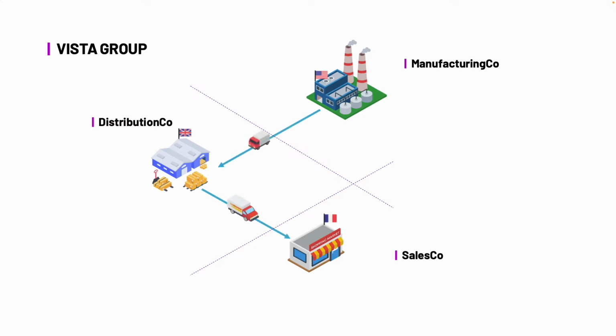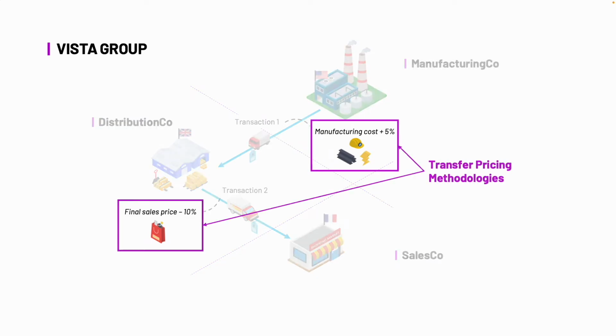The manufacturing company sells widgets to the distribution company, and the distribution company sells goods to a sales company. In both transactions, Vista Group needs to establish pricing methodologies that comply with transfer pricing regulations. For example, the manufacturing entity can price goods based on the manufacturing cost and a markup, and the distribution company will determine prices on a resale margin basis. That is what we call transfer pricing methodologies, the approaches to setting the transfer price.